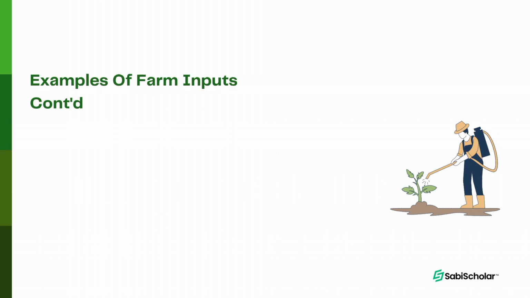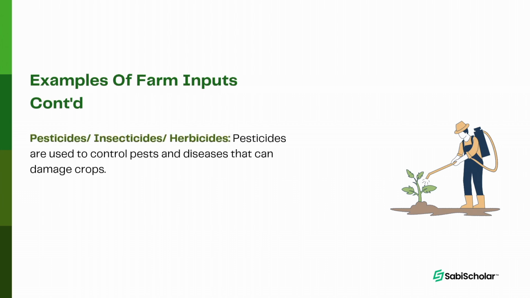Okay. Then the third example is pesticides, insecticides, or herbicides. These pesticides are used to control pests and diseases that may damage the crops. The issue of pest infestation has been a thing of concern, especially for farmers in Nigeria. But with the use of these pesticides, they can be controlled. These pesticides can also be organic or chemical. Chemical pesticides are the synthetic ones that can be harmful to the environment, especially when used excessively or in a wrong way. The organic pesticides are made from natural sources and are considered to be safer than the chemical pesticides.